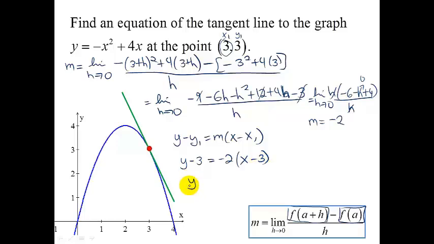Let's go ahead and solve this for y. So we'd have negative 2x. This would give us a plus 6, and then add 3 to both sides, and we would have plus 9. Now that looks reasonable as well. If we had followed this line up, it's reasonable to think it would intercept the y-axis at 9. So here is the equation of the line tangent to this graph at the point (3, 3).